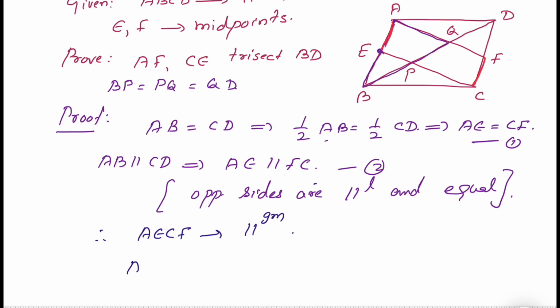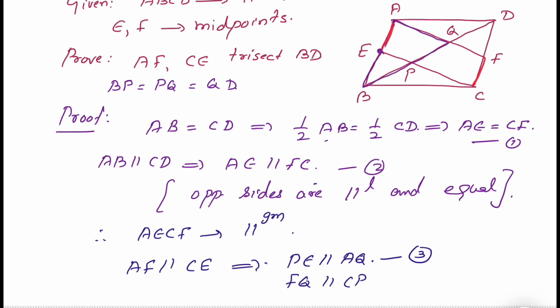Then you can say AF equal to CE. Sorry, AF is parallel to CE. We need parallel. AF is parallel to CE. Therefore, you can say PE is parallel to AQ and FQ is parallel to CP.